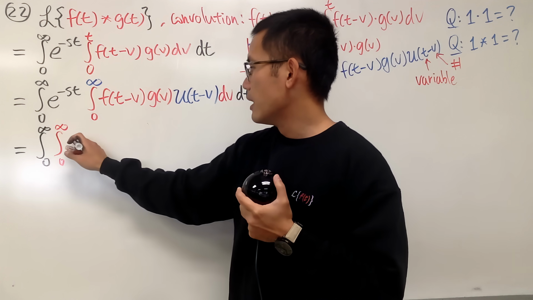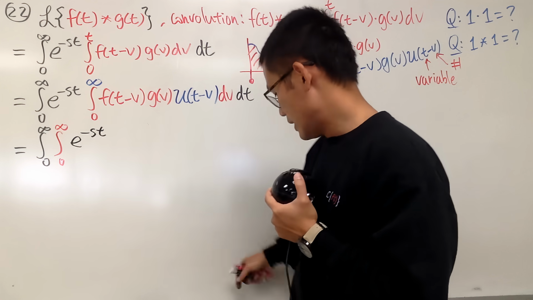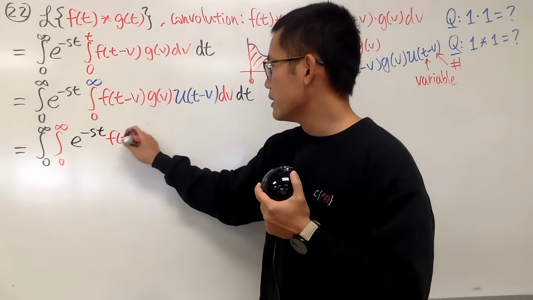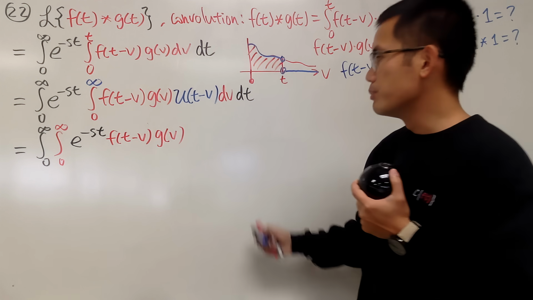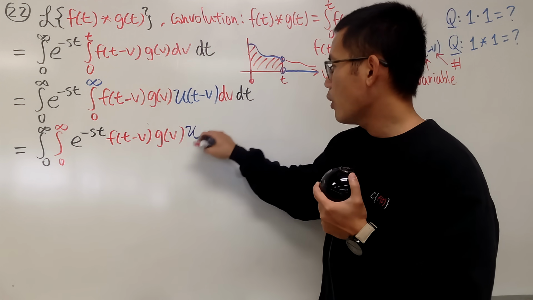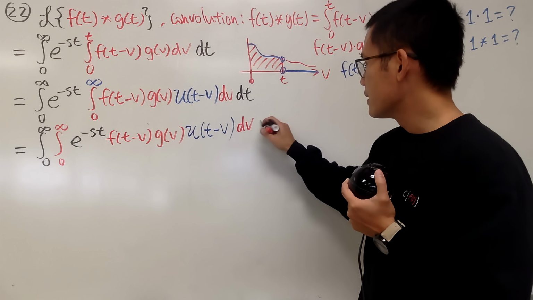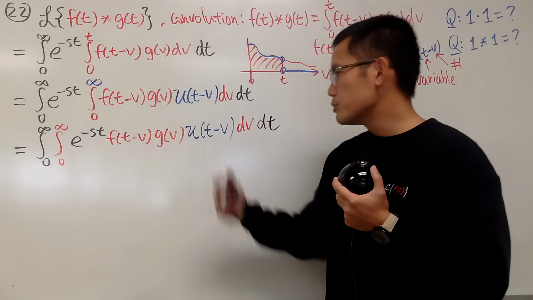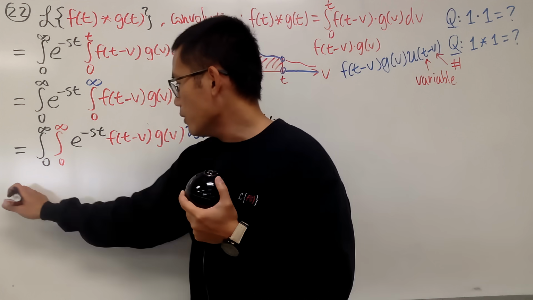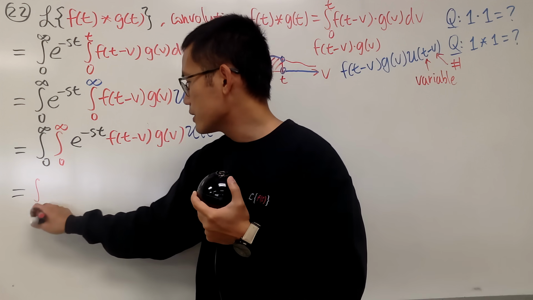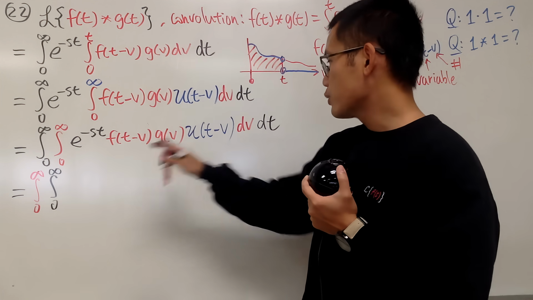So we have the e to the negative st, and then we have the red part, which is the f of t minus v, g of v, and then of course, let's keep the blue, u of t minus v, and then we have the dv, and then we have the dt, right? So I'm just putting everything inside. And now I will switch the order of the integration. Well, with that being said, the red integral will go first, from 0 to infinity, and the integral in black will go next.